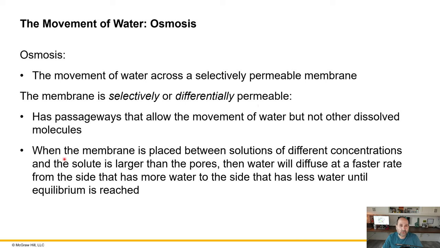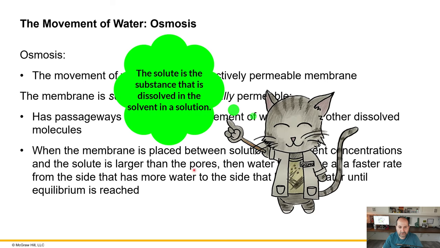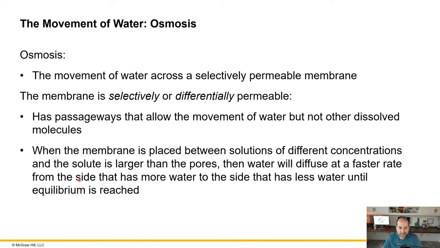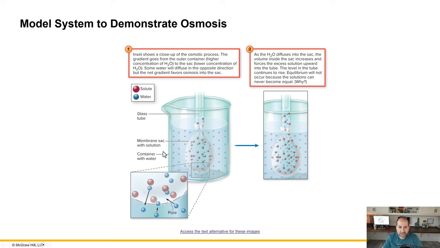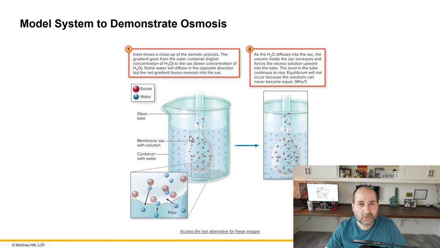Remember from earlier biology classes, if you had them, that when a membrane is placed between solutions of different concentrations and the solute is larger than the pores, then water will diffuse at a faster rate from the side that has more water to the side that has less water until equilibrium is reached. So let me explain how osmosis works. Osmosis is diffusion of water across a selectively permeable membrane.